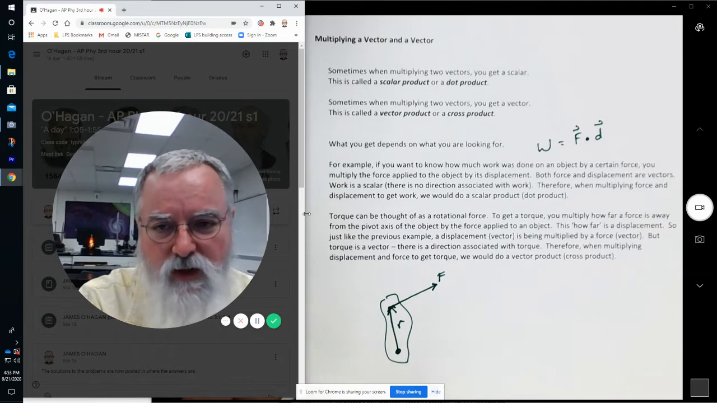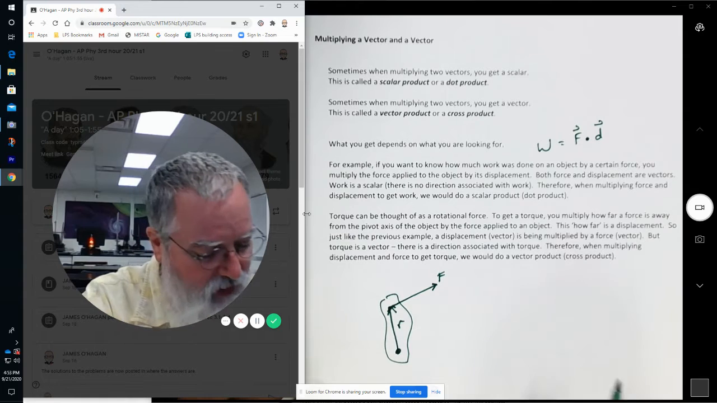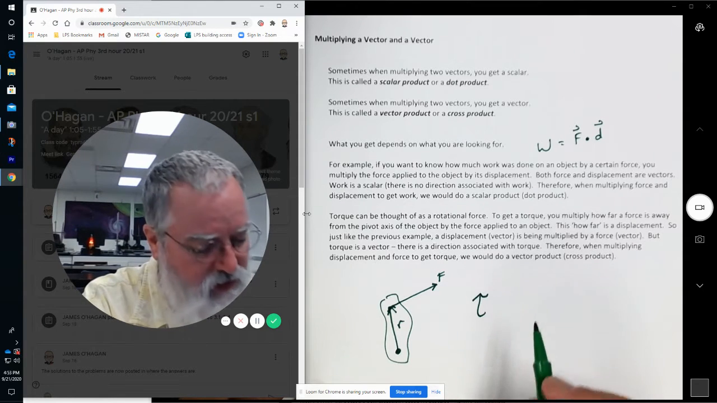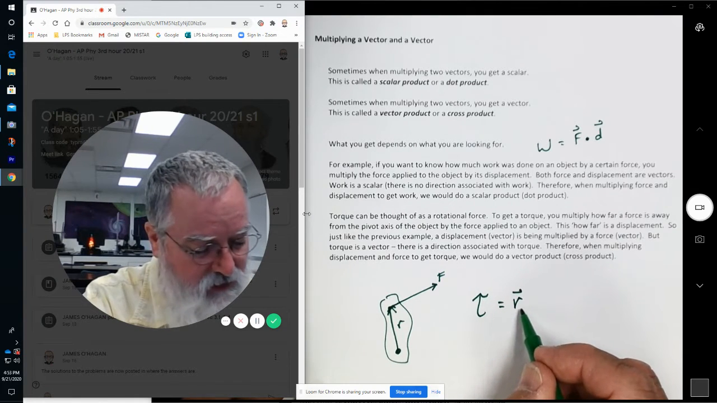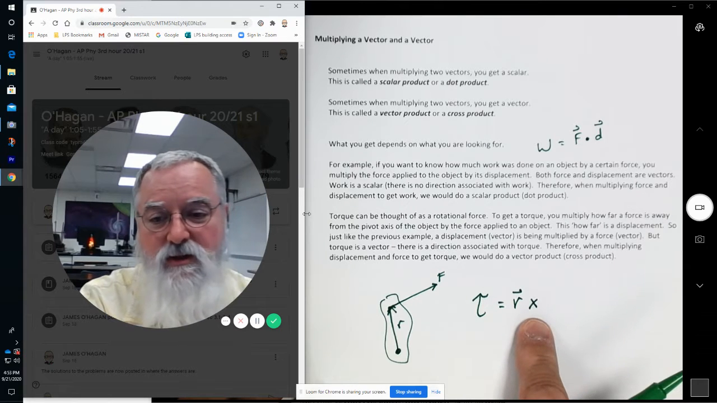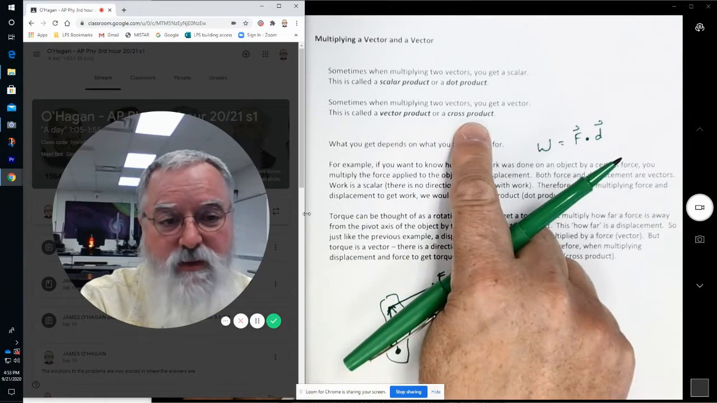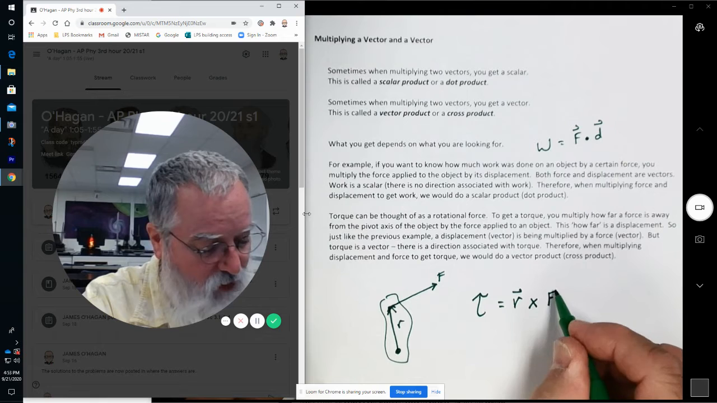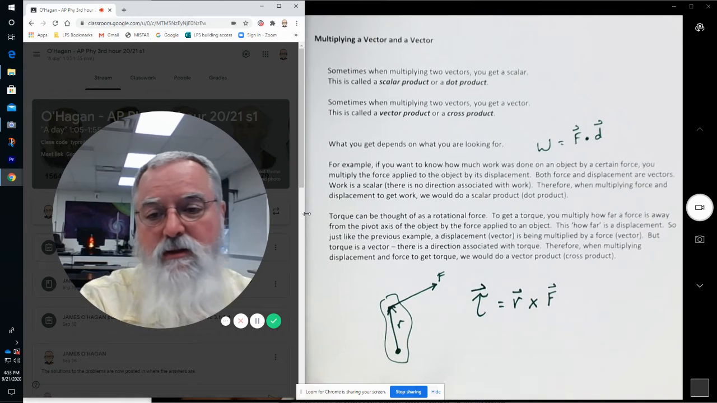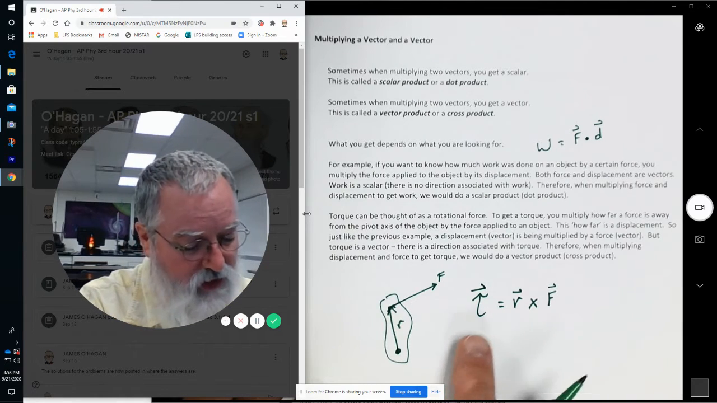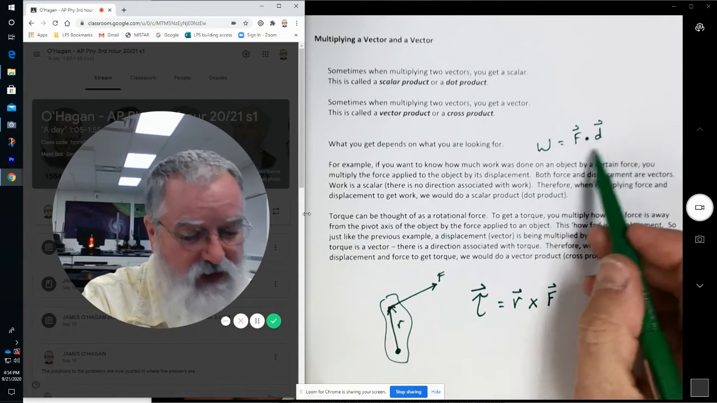So in this case, we're going to do the same thing. We're going to multiply a displacement, that's the r, and a force again, and we're going to get torque. Torque is actually the Greek letter tau, and torque equals r, that's the displacement, times, and this time I use a little times sign, like a cross. Because it can be called a vector product or a cross product. So r cross force. And when you do these two, you get a direction. Torque has a direction. Torque is a vector. So when doing dot product, and remember, in both these cases, there was a force and a displacement.